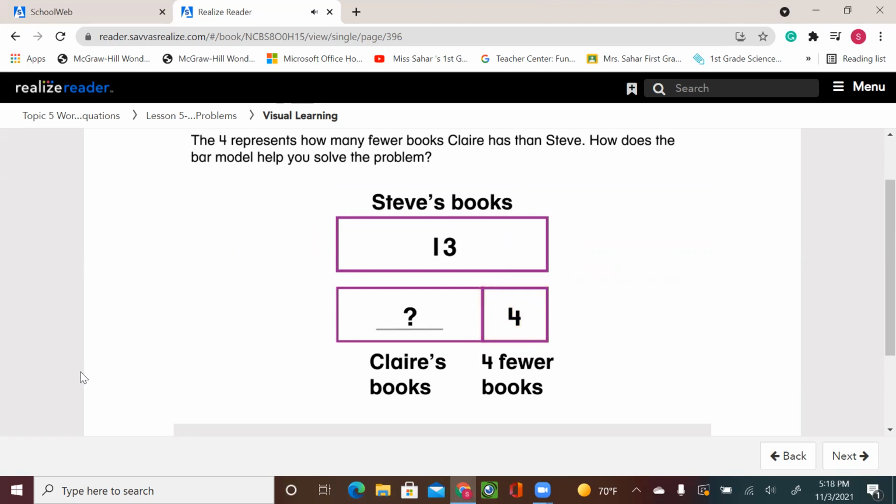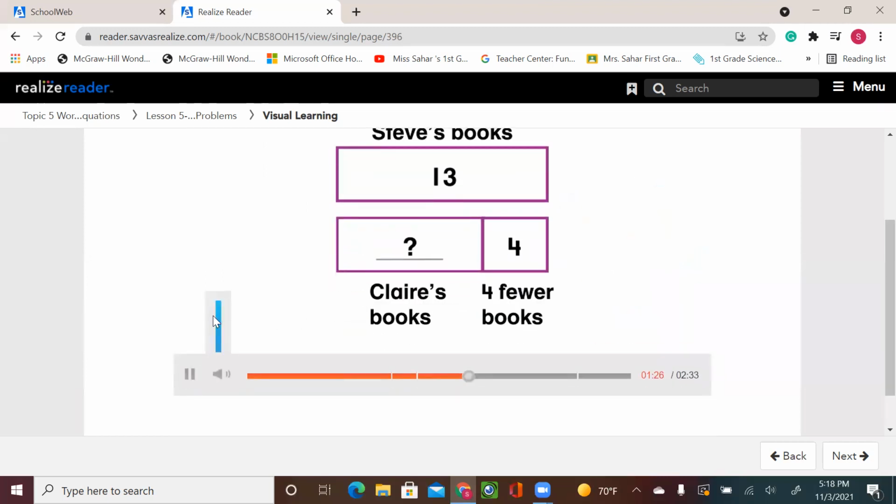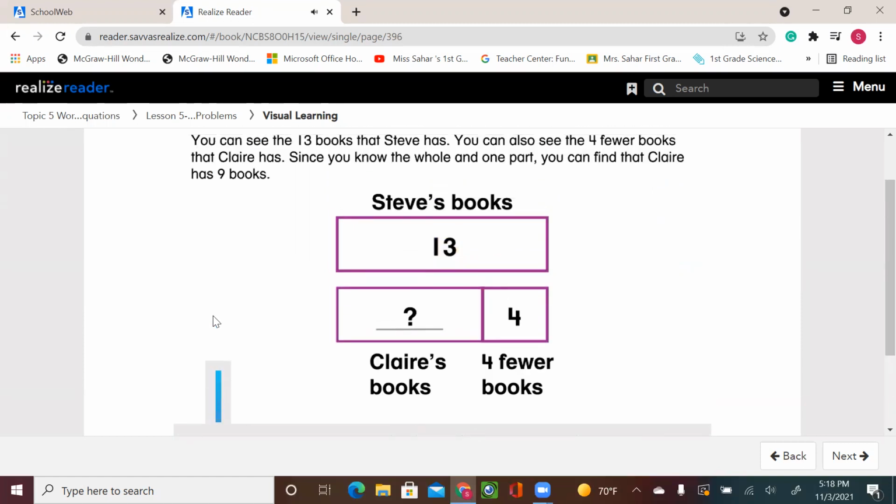How does the bar model help you solve the problem? As we see, you look at the bar model, you know that this is what Steve has. That's what Claire has, we're looking for. And I know that she has 4 fewer than 13. You can see the 13 books that Steve has. You can also see the 4 fewer books that Claire has. Since you know the whole and one part, you can find that Claire has 9 books.